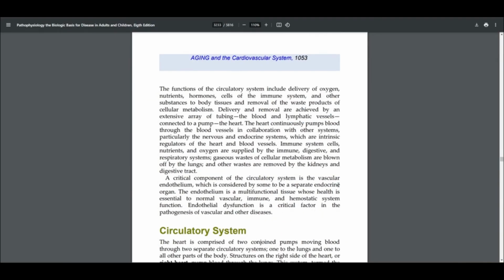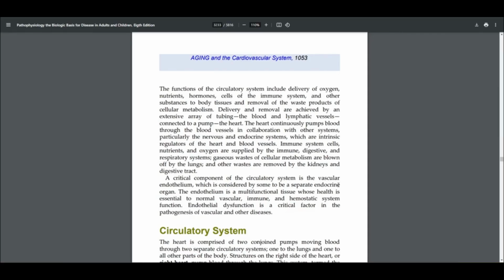The functions of the circulatory system include delivery of oxygen, nutrients, hormones, cells of the immune system, and other substances to body tissues and removal of the waste products of cellular metabolism. Delivery and removal are achieved by an extensive array of tubing, the blood and lymphatic vessels, connected to a pump, the heart. The heart continuously pumps blood through the blood vessels in collaboration with other systems, particularly the nervous and endocrine systems, which are intrinsic regulators of the heart and blood vessels.